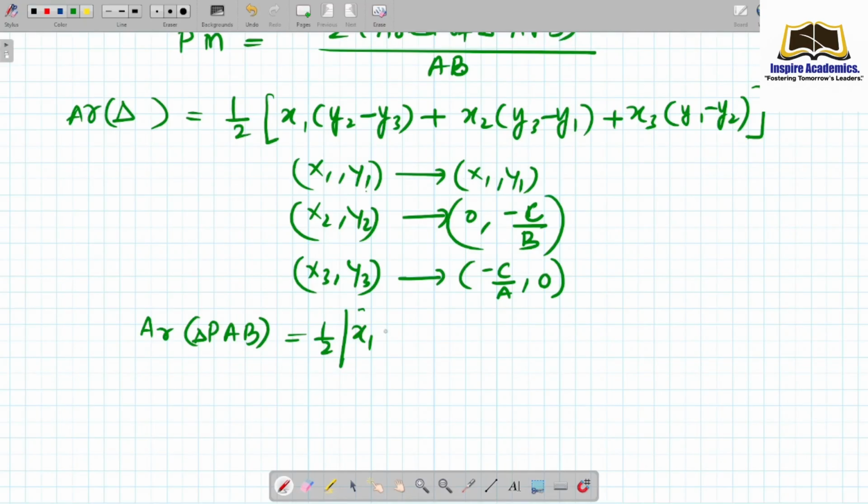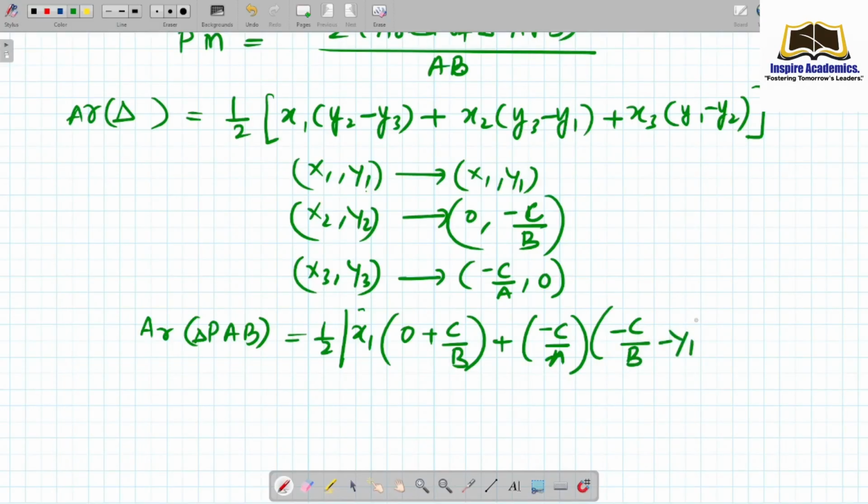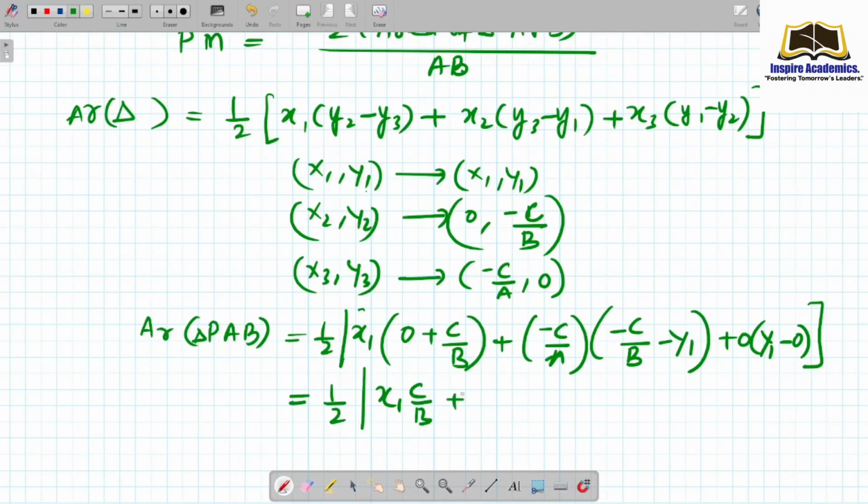Half, modulus of x1 times (0 plus c by b) plus negative c upon a times (negative c upon b minus y1) plus 0 times (y1 minus 0), which is half of x1 c by b plus y1 c by a plus c square upon ab.